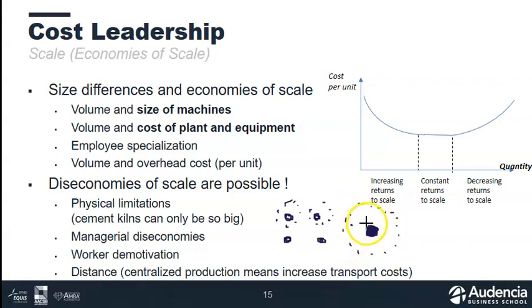Well, this creates another problem, is that if we're producing everything centrally, we now have to ship our products further out. And because we're shipping further out, we have increased transportation cost. So sometimes this transportation cost may be bigger than the benefits we're getting from centralizing our operations. So there's a lot of things to consider.